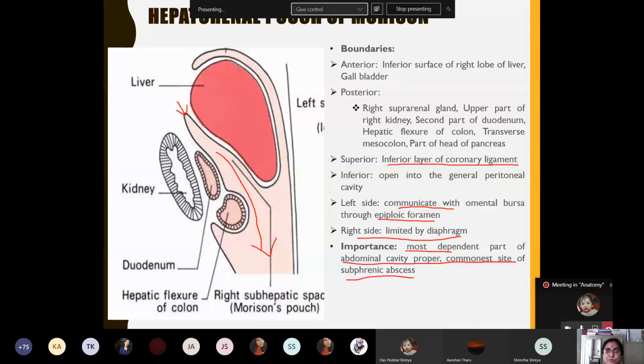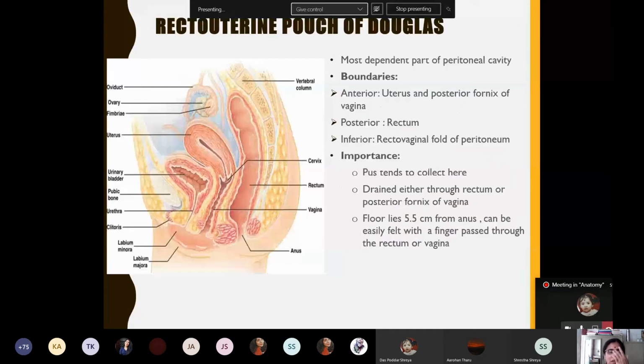A subphrenic space known as hepatorenal pouch of Morrison. Now, another very important pouch in the pelvis. This is very important in the case of the female. And here you can see this is the pouch, which is a deep pouch between the uterus and the rectum. What is the name of this pouch? Recto-uterine pouch of Douglas. It is the most dependent part of peritoneal cavity.